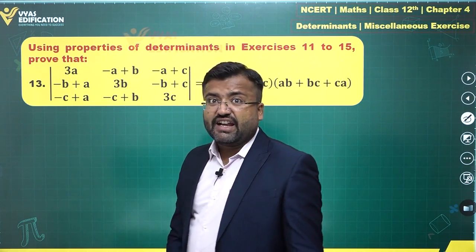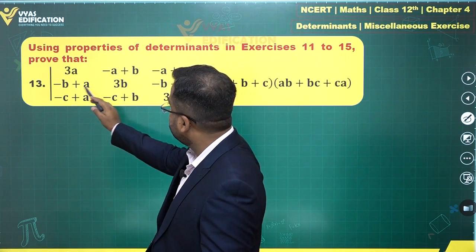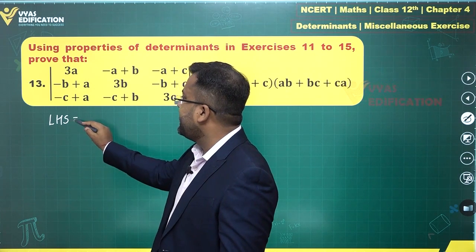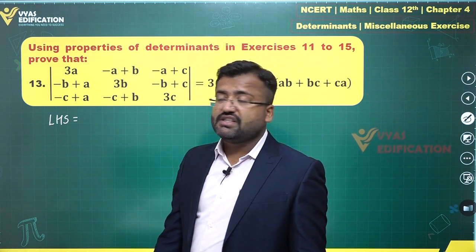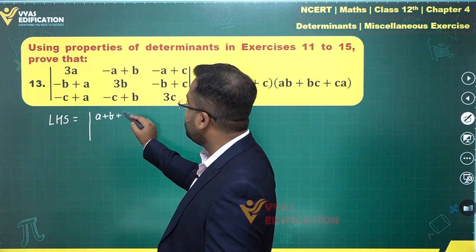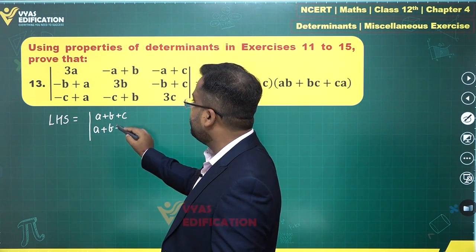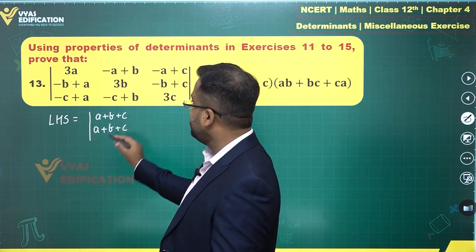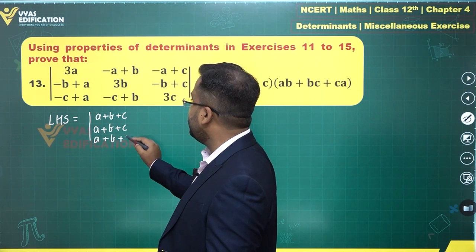I can add 3 and I get a plus b plus c over here. Similarly, I have similar things over here. In the LHS, what I can do is replace C1 by C1 plus C2 plus C3, and on doing that this becomes a plus b plus c. This also becomes a plus b plus c, and this becomes 3c minus c minus c is c, and a plus b, this becomes a plus b plus c as well.